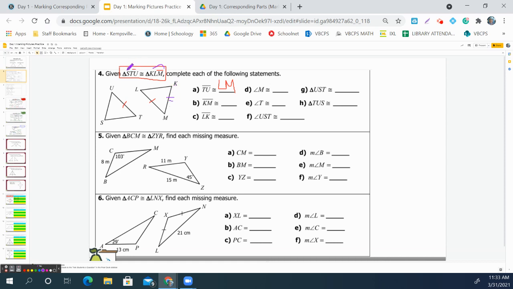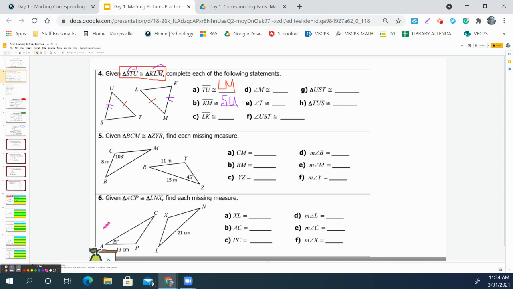KM goes with SU. SU. So it's the first letter and the last letter and the first letter and the last letter. Absolutely. SU. If you're on the Pear Deck, I encourage you to write with me. If you're not in the Pear Deck, write it on your own paper, but do something so this is going to sink into your mind, right?